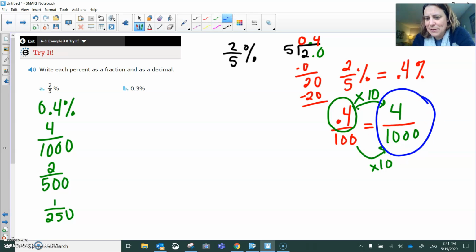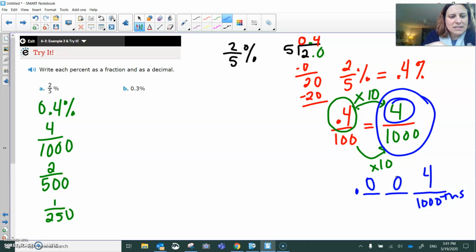Remember when you're doing decimals, the first one is the tenths, and then the hundredths, and then the thousandths. This is the thousandths place. That's where the 4 belongs. And so we fill this in with zeros. So the decimal equivalent is 0.004, 4 thousandths.